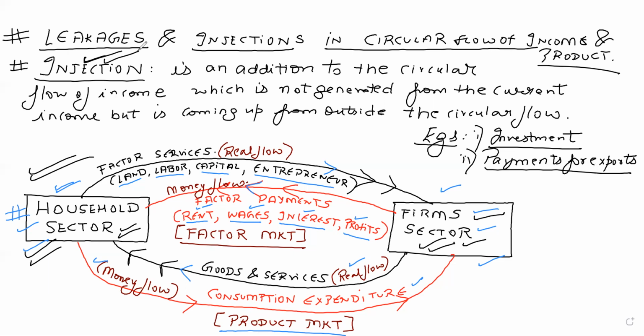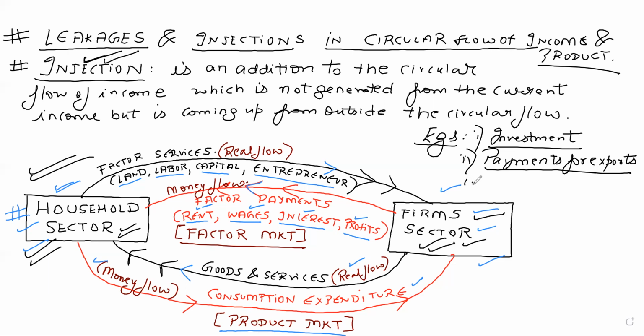I repeat, just as we buy goods and services from the foreigners, foreigners also buy goods and services from us. When they are buying from us, they will be paying us. So that means we are receiving additional income which gets added to the current flow of income. Hence, it's an injection.